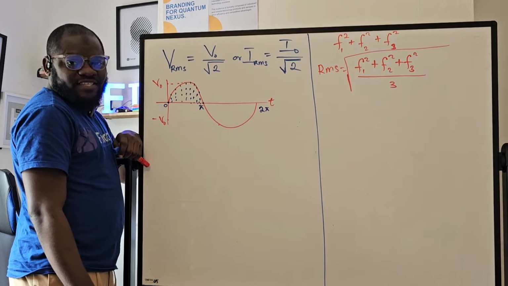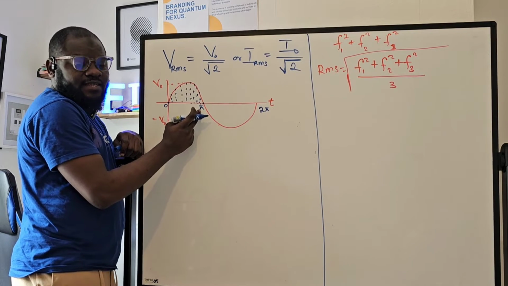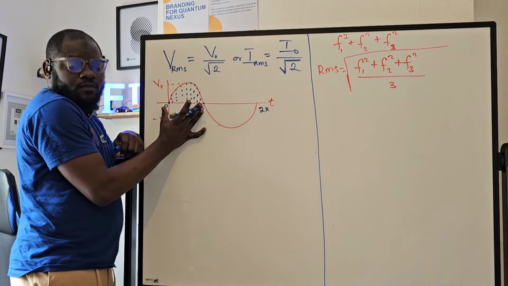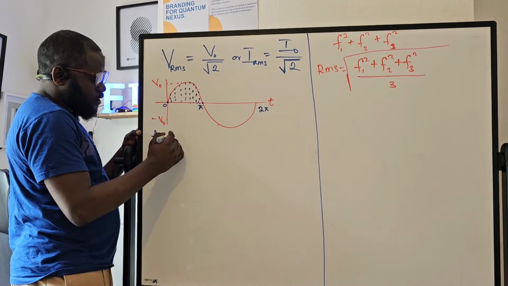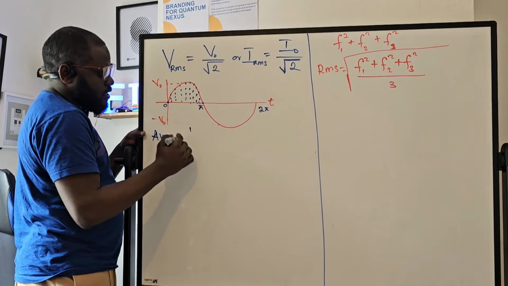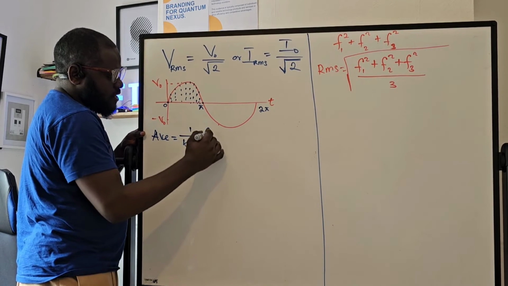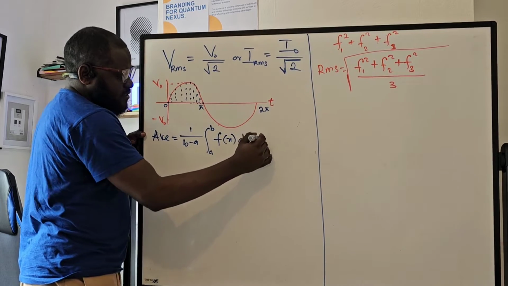So where is the average here? Average of this entire graph is this point here, isn't it? So I can find the value of this average using this particular formula. The average of a function is given as 1 all over b minus a, the integral from a to b of f of x dx.